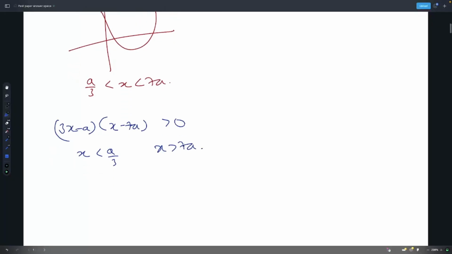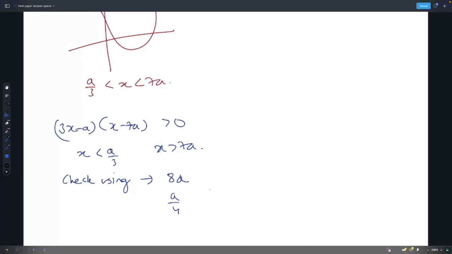So let's say you have to take, let's say, 8a, using a value larger than 7a, which is let's say 8a, and a value less than a by 3, which is let's say a by 4, or anything less than that, so that we can get our desired value.